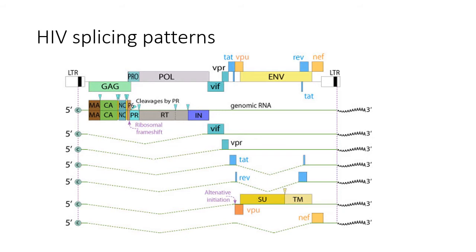Here's our splicing patterns again. Okay, and that shows where the proteolytic cleavage sites are. In the GAG, the little cleavage sites are shown, pro, pol, cleavage sites, etc. So those initial protein products are processed proteolytically to produce the final ones. And that's very characteristic of this type of virus.